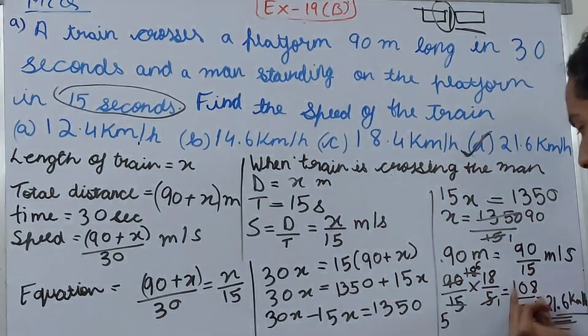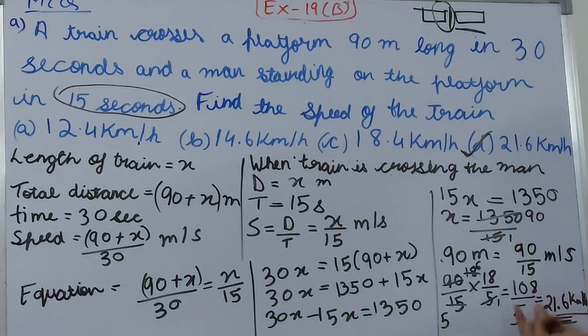So over here, we have basically done the division. You can do it on your own. That will give you 21.6, and this speed is in kilometer per hour.